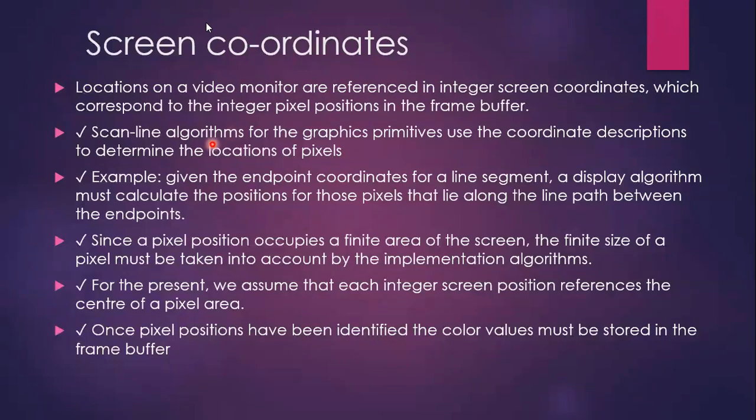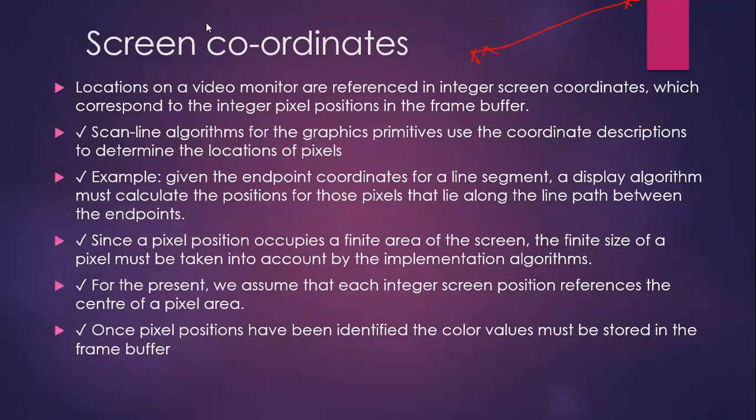So this is one example. You are given endpoint coordinates for a line segment. A display algorithm must calculate the positions for those pixels that lie along the line path between the endpoints. For example, a program that draws a line segment. Whenever you draw a line segment, it won't be a straight line. When you're drawing on the screen, it may start from one point and end somewhere, and it may have a slope. You have to place these positions on the screen.